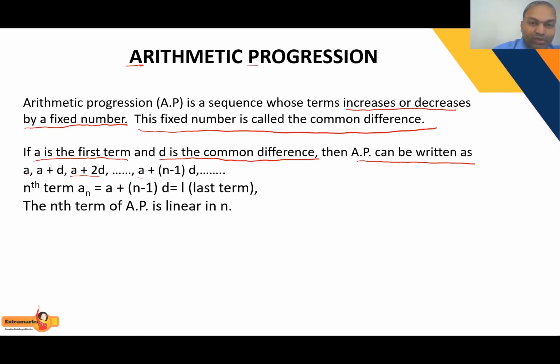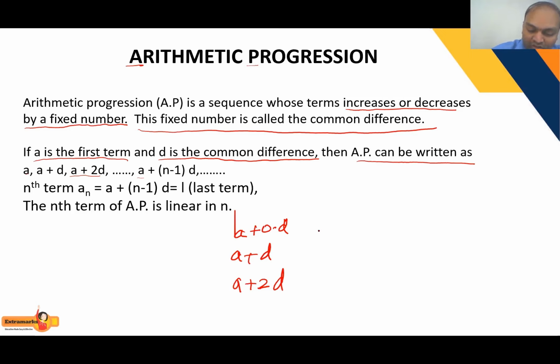First term is a. Second term is a plus d. Third term is a plus 2d. Right. First term a can be written as a plus 0 into d. Second term is a plus d.